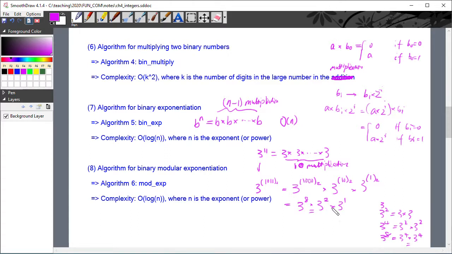Right? So essentially, we can establish an inequality. The number of multiplications should be less than 2 times log of n. So the complexity is big O log n. So the operation is multiplication. This is a little different to what we have in previous analysis, right? Because for the binary exponentiation, it is easier to use multiplication as the basic operation.